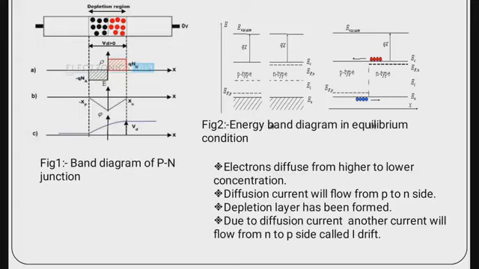So we know that current or field flows from the positive to the negative side. Hence the drift current will flow from the positive to the N side, which is denoted by I drift, and it flows from N to P, because the N side has positive immobile ions and the P side has negative immobile ions. That is why the diffusion current will flow from the N to the P side.